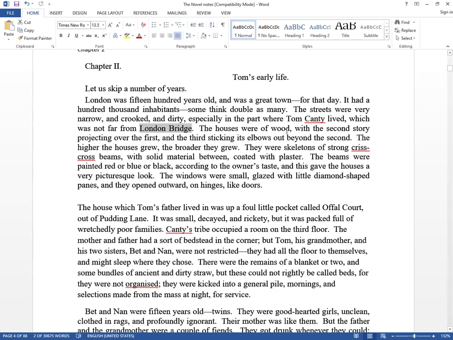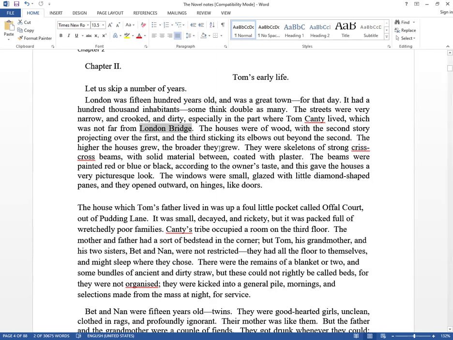The houses were of wood. Houses were made of wood with the second story projecting over the first story. They are storied houses. It means the second story is larger than the first story, and the third story is larger than the second story, and the fourth story is larger than the third story. Likewise, when the house grows up, it becomes wider and bigger, a strange building.